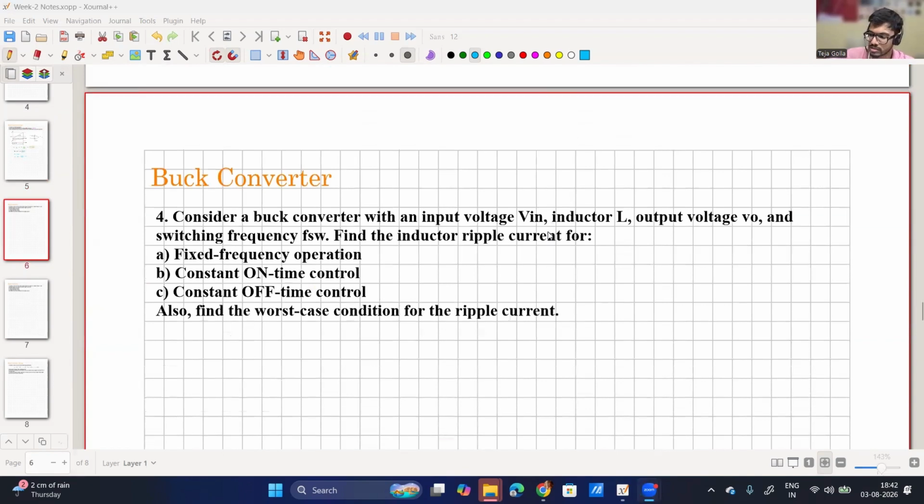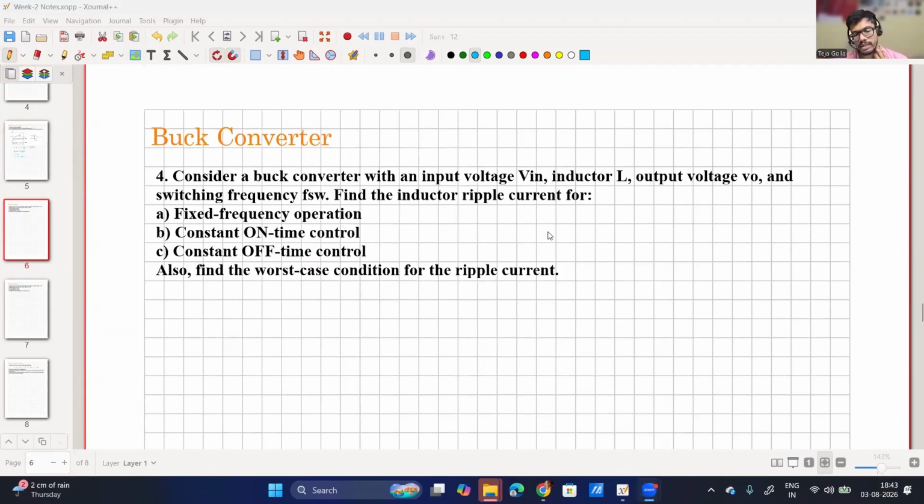Now let us solve another problem, which is about a buck converter. Let me read out the problem for you. Consider a buck converter with an input voltage V in, inductor L, output voltage V naught, and switching frequency Fsw. We have to find the inductor current ripple for fixed frequency operation, constant on-time control as well as constant off-time control, and we have to find the worst case condition for the ripple current.